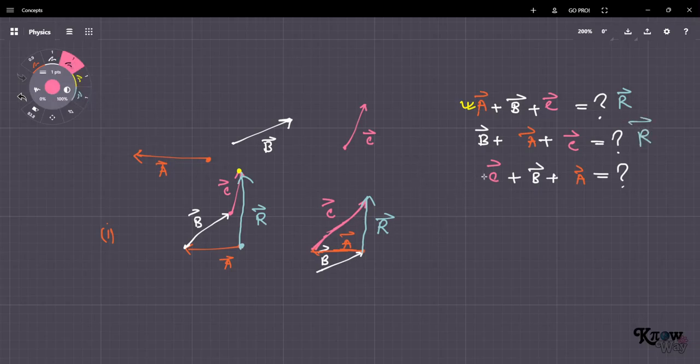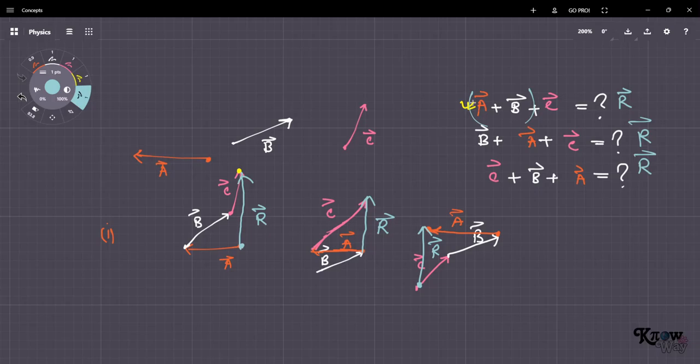Now we can also do that for C plus B plus A, since we have this C right over here, and then we add B to it. So B would just go right over here, and that's the B. That was the C. And then we add A to it. Now let's say A will go in this direction right over here. That is the A. Okay. And now when we join these two up, we'll get something like this, which is the R, and it is also R.